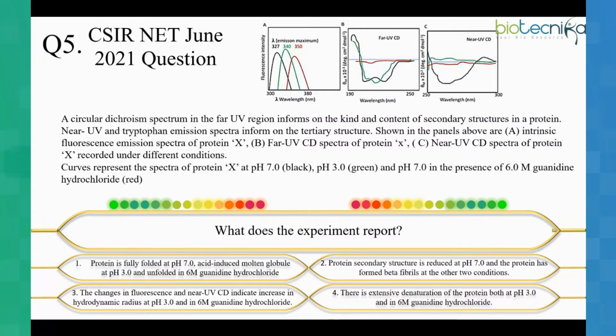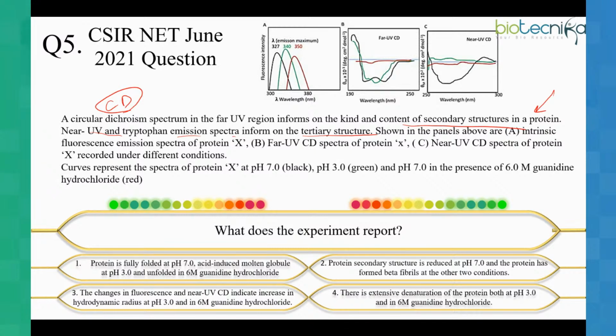A circular dichroism spectra in the far UV region informs on the kind and content of secondary structures in a protein. So CD spectra is a very popular method to study what type of secondary structures are observed in protein. Secondary structure means either the repetitive ones, alpha helix, beta sheet, or even the non-repetitive and random ones, which are turn, coil, loop, etc. And near UV and tryptophan emission spectra will tell about the tertiary structure.